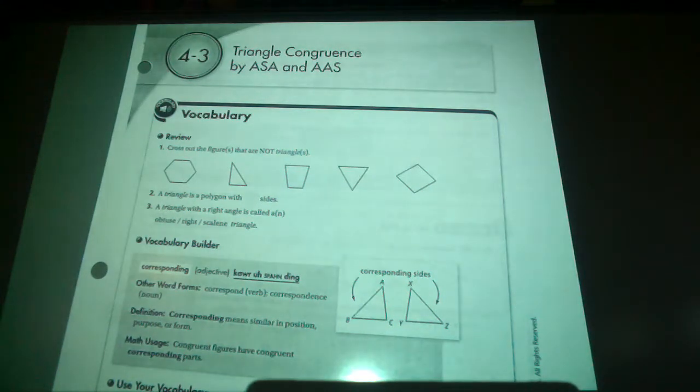So, this is a typical question. Cross out the figures that are not triangles. Let me think about that one.